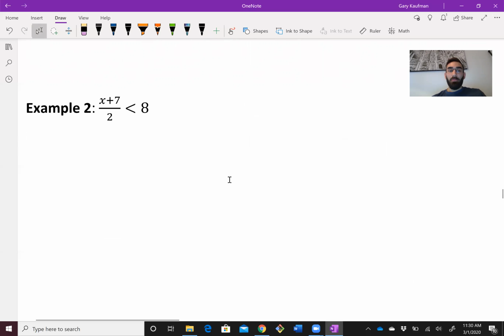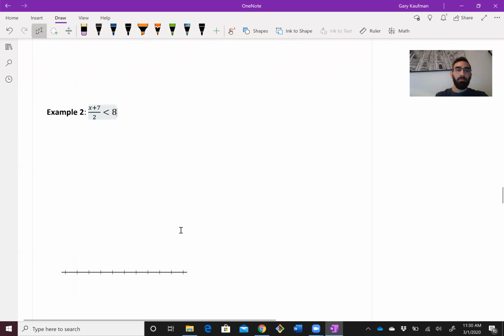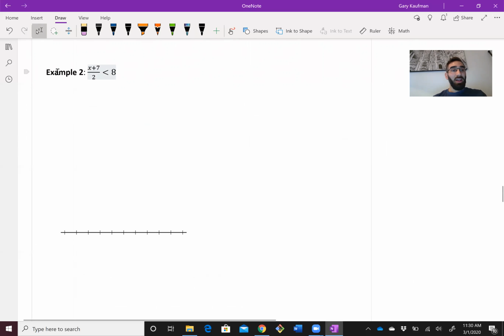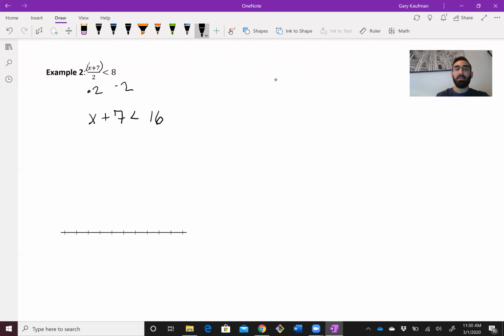So we're going to start by solving it. Let me zoom out again. For solving it, don't forget that there's implied parentheses here. So I multiply by 2 first. I get x plus 7 is less than 16. Subtract 7. I get x is less than 9. So that's my part A.